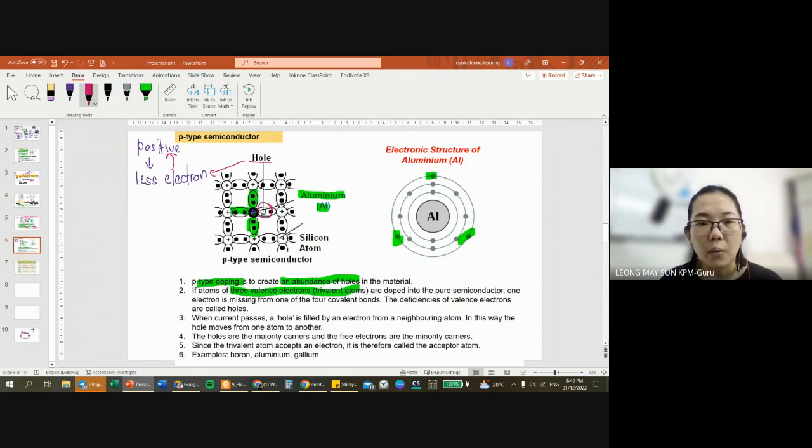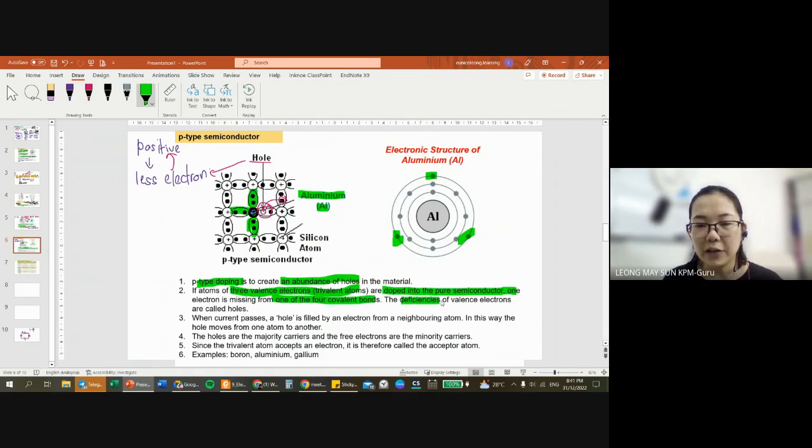So when this hole happens, an electron from another atom will move into the hole. When the electron moves into the hole, it leaves an empty space behind, which means it creates another hole. So this is the reason why, when atoms with 3 valence electrons are doped into the pure semiconductor, 1 electron is missing from the 4 covalent bonds.